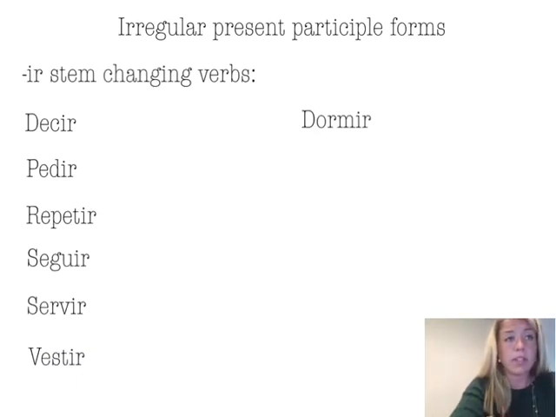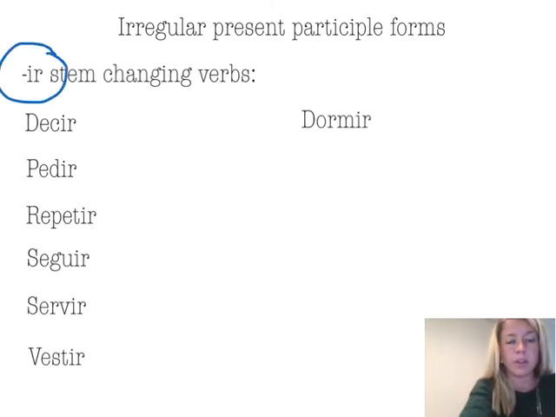So what we're really going to focus on in this video is the irregular present participle forms of these verbs, and that's what's new to us this year. So we have 2 different kinds of irregulars that we're going to learn. So the first that we're going to learn is IR stem changing verbs.